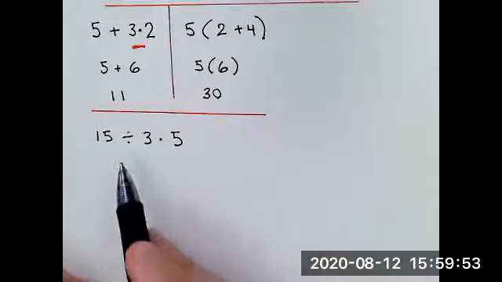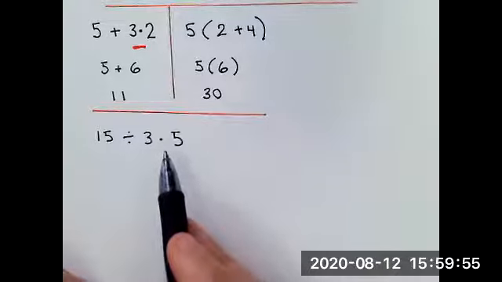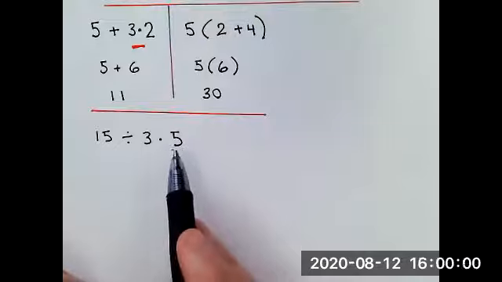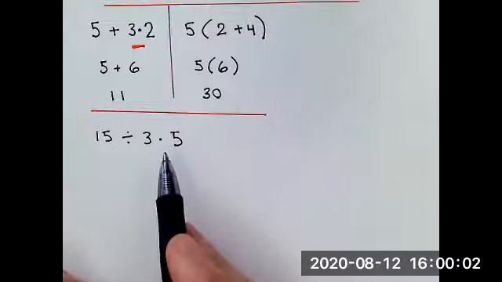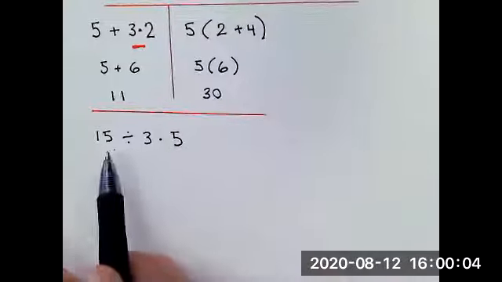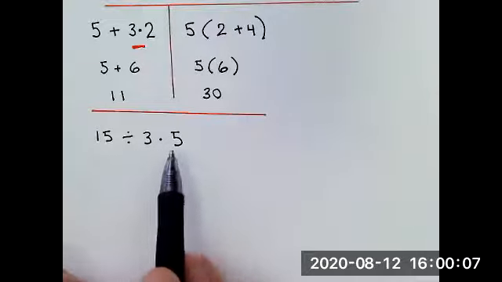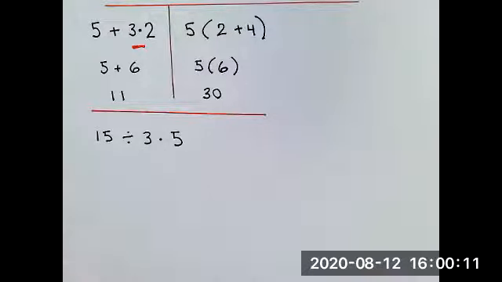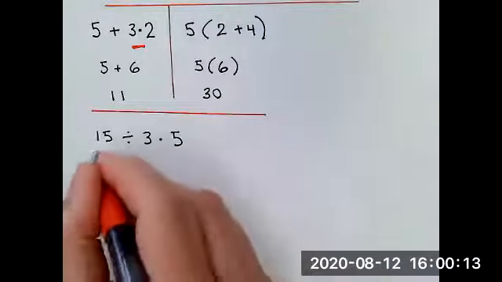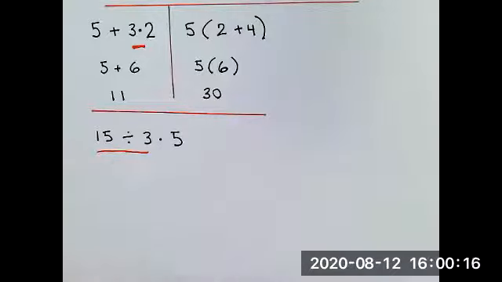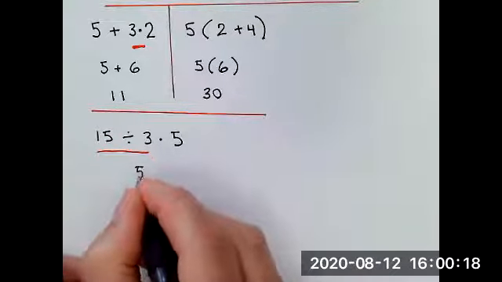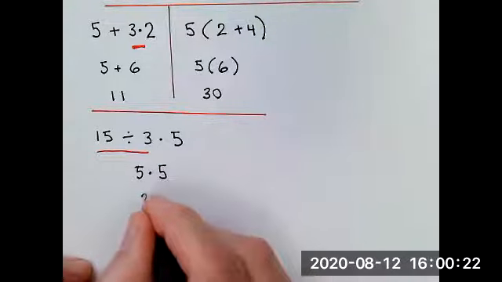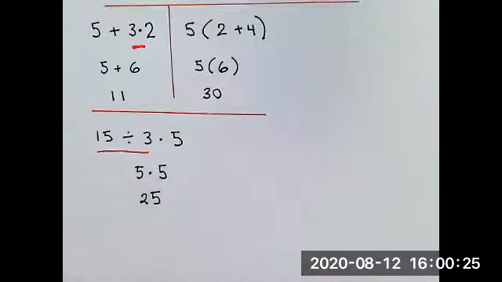Here we have 15 divided by 3 times 5. And you might think we multiply first because it says multiply, divide. But remember, they have the same importance in the order of operations. So you go left to right in the order that it appears. So we'll do 15 divided by 3 first, which is 5. Then we multiply by 5, and we get 25.